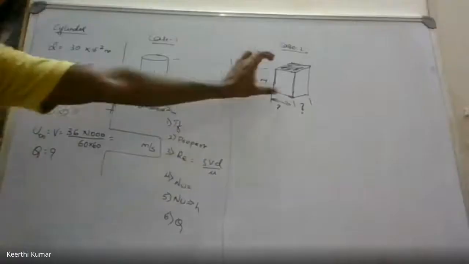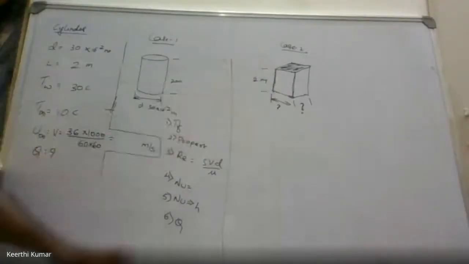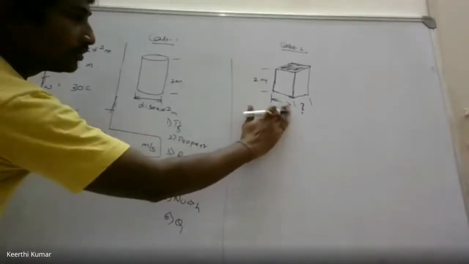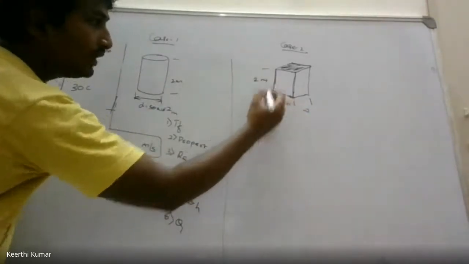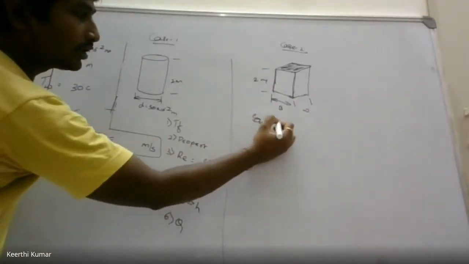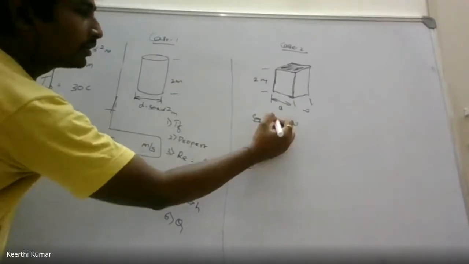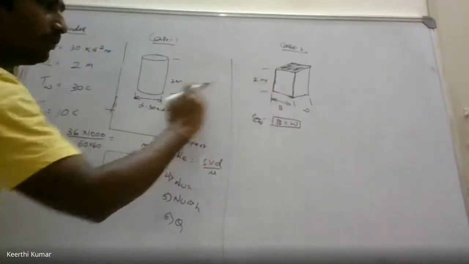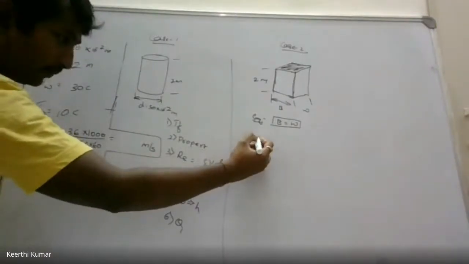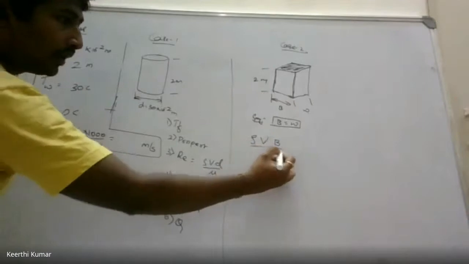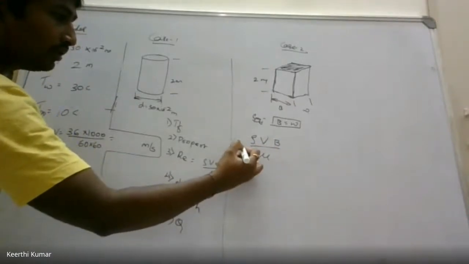Which length? The length is 2 meters. Should I consider length? Breadth, sir, breadth. Yes, we should consider breadth. Instead of the question mark, I'll write here that we'll consider it as breadth and width. Hence it is a square, and he has given it as a square, so breadth will be equal to width, correct? So we have to consider the value of breadth. What will the Reynolds number be then? Rho V B divided by mu. This is the Reynolds number value.